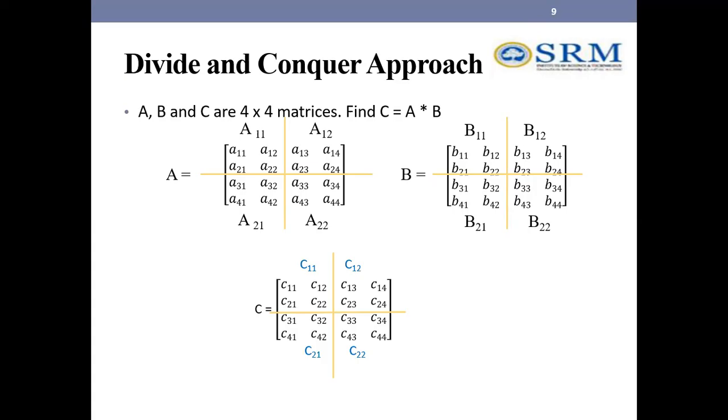Then we will see how to conquer, how to find out the multiplication value. So now take the C matrix. We are going to find the values of 4 submatrices. What are the 4 submatrices in the C matrix? C11, C12, C21 and C22. So now we are going to find the 4 submatrices values for C and substitute the values in the original matrix, and we can find the C value. Now our aim is to find the values of C11, C12, C21 and C22.